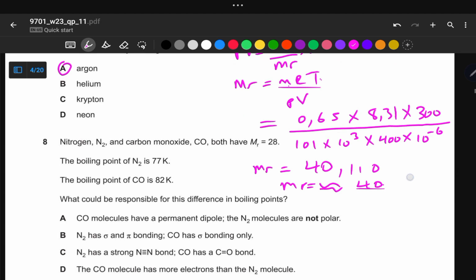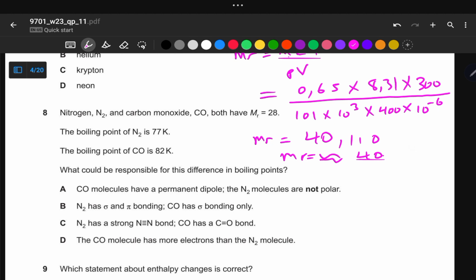And then we move on to number 8. So number 8 says nitrogen and carbon monoxide both have Mr of 28. The boiling point of nitrogen is equal to 77 Kelvin, and the boiling point of carbon monoxide is equal to 82 Kelvin. What would be responsible for the difference in the boiling points? So carbon monoxide has got a higher boiling point than nitrogen.